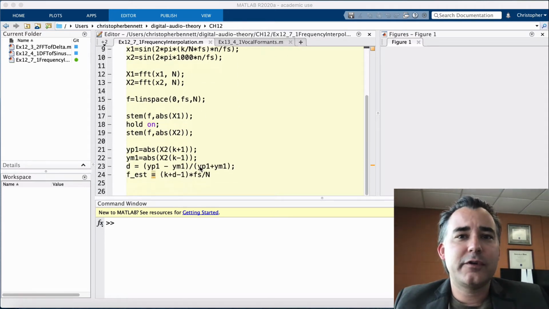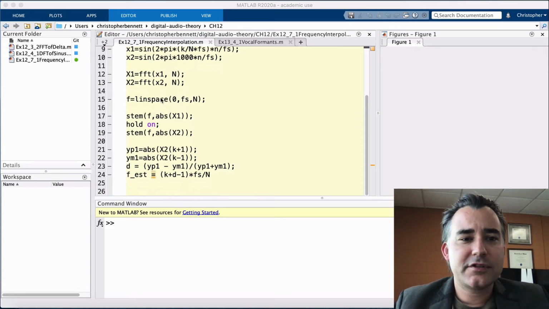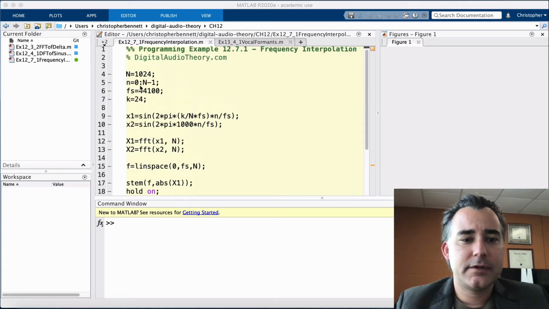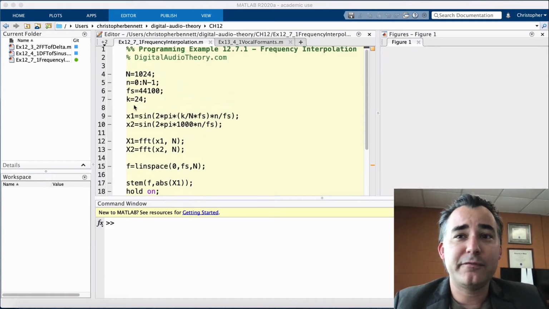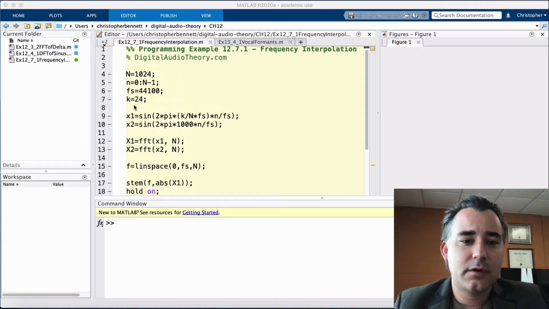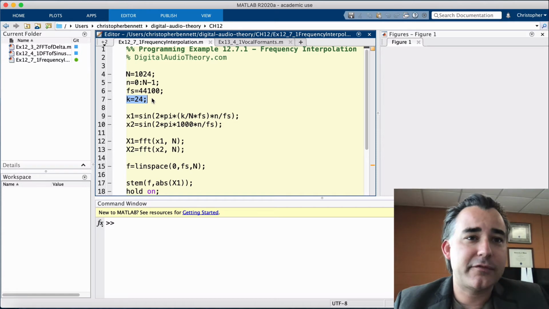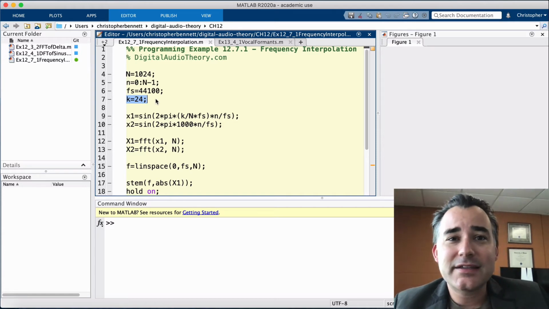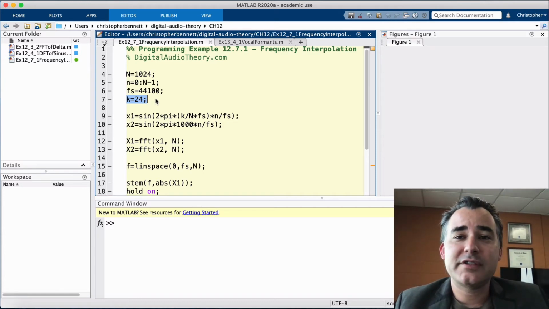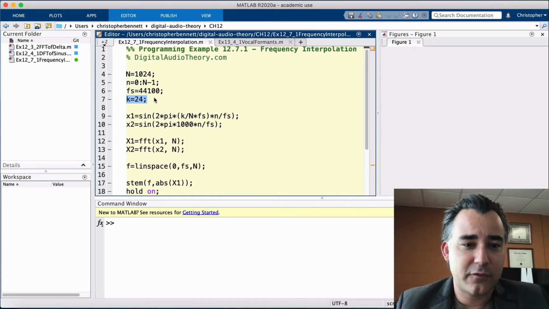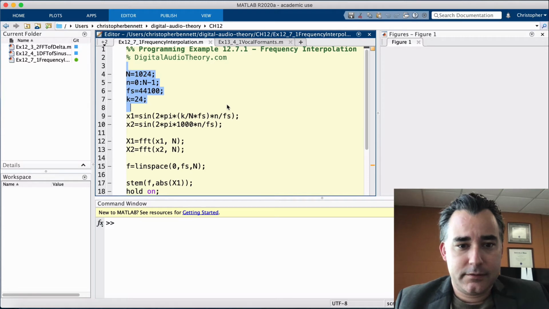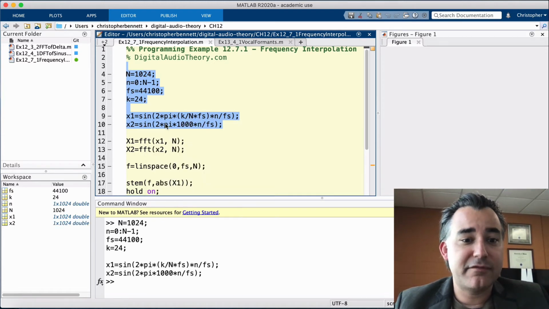Let's consider two frequencies in particular. The first, x1, will be forced to the 24th bin, right around 1,034 hertz. The second sinusoid, x2, will have a frequency at exactly 1 kilohertz, which falls between the 23rd and 24th bin. So let's evaluate them.